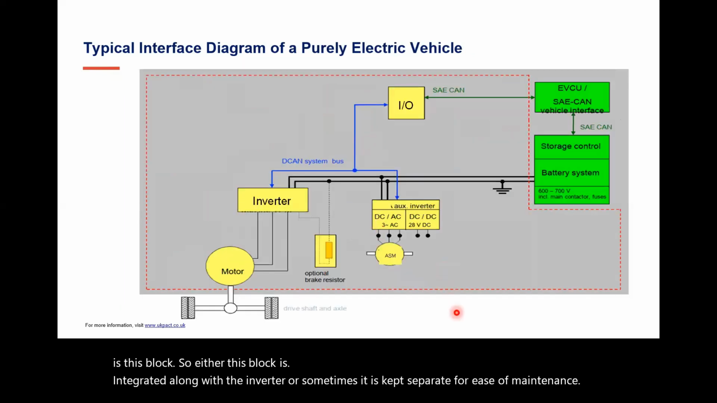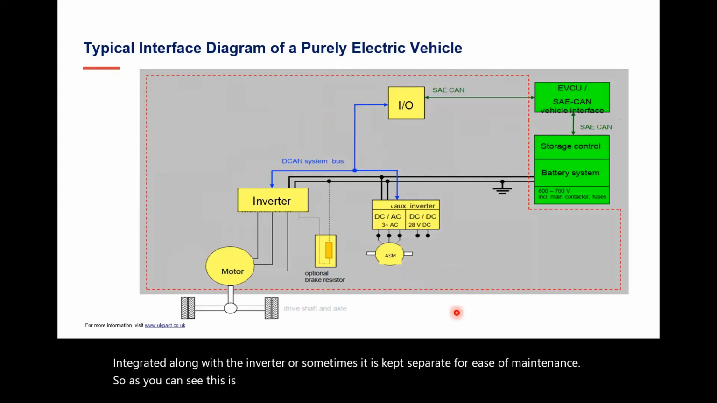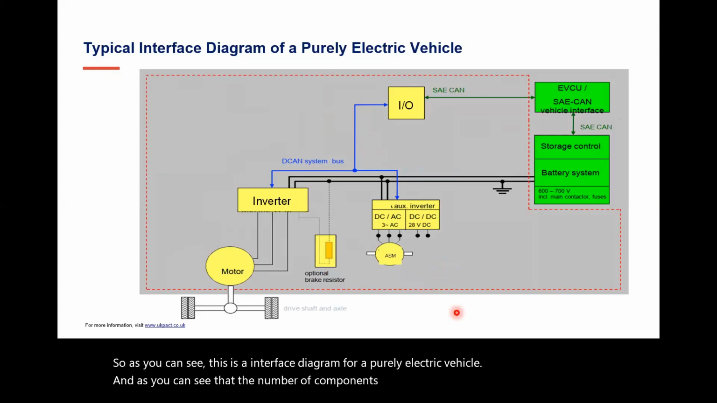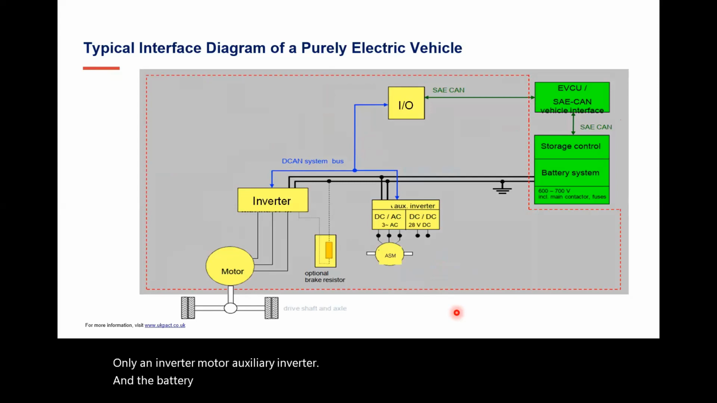As you can see, this is an interface diagram for a purely electric vehicle, and the number of components is quite small: only an inverter, motor, auxiliary inverter, and the battery system with battery management system. Also, there is one more component over here. It is called the brake resistor.